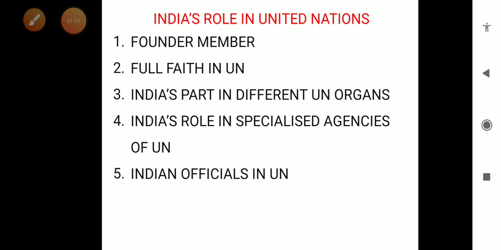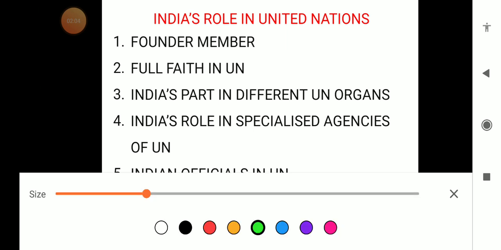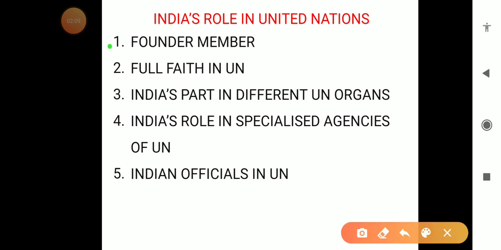Let us discuss India's role in the United Nations. First of all, India is a founding member of the United Nations. Founding members, or founder members, means those who made this organization, those who had initially started this organization.